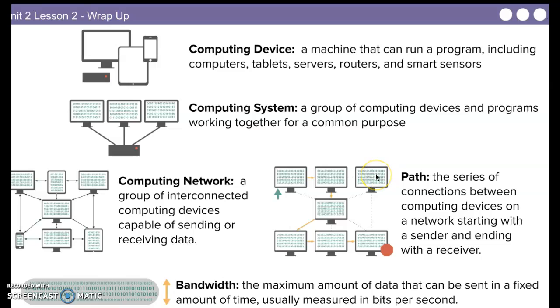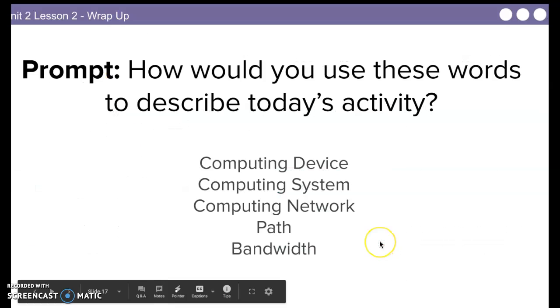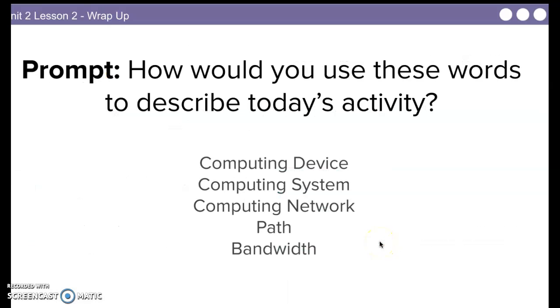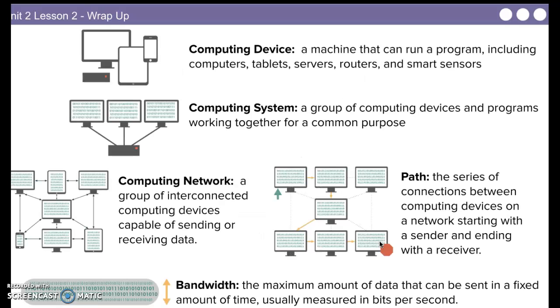A path is a series of connections between computing devices on a network starting with the sender and ending with the receiver. And the path can be different. Here, for this computer, the path is from here to here, but as you can see, it could have also been from here to here to here to here to here to here. And how would you use these words to describe today's activity? Let's go back. Bandwidth, I'm sorry. It's the maximum amount of data that can be sent in a fixed amount of time, usually measured in bits per second. So it's how much data can be sent per second is usually how it's measured.